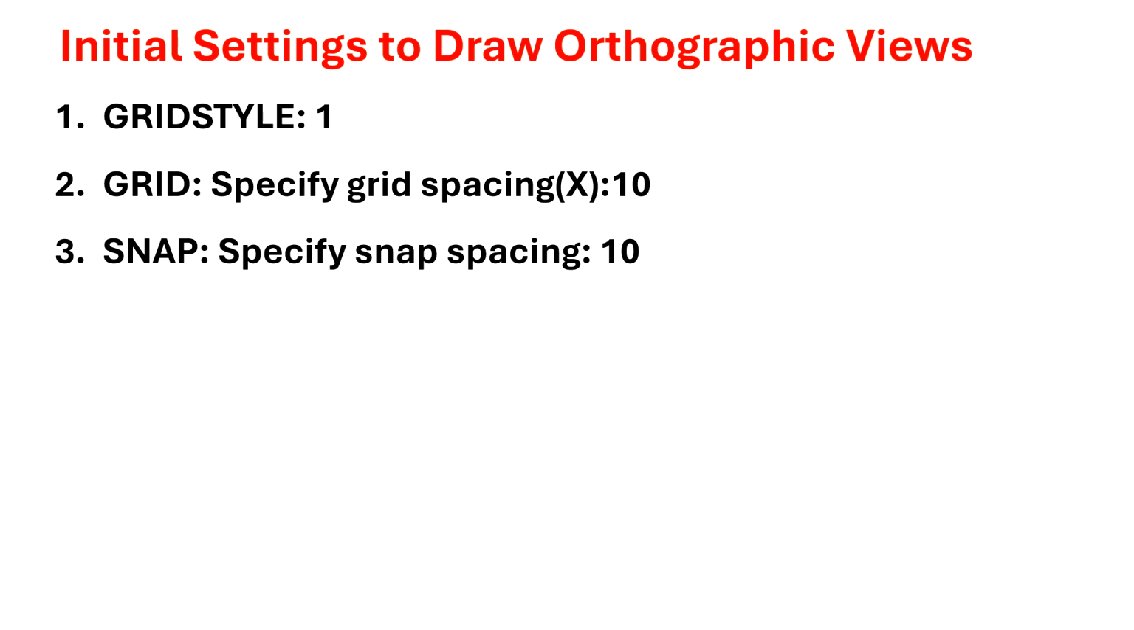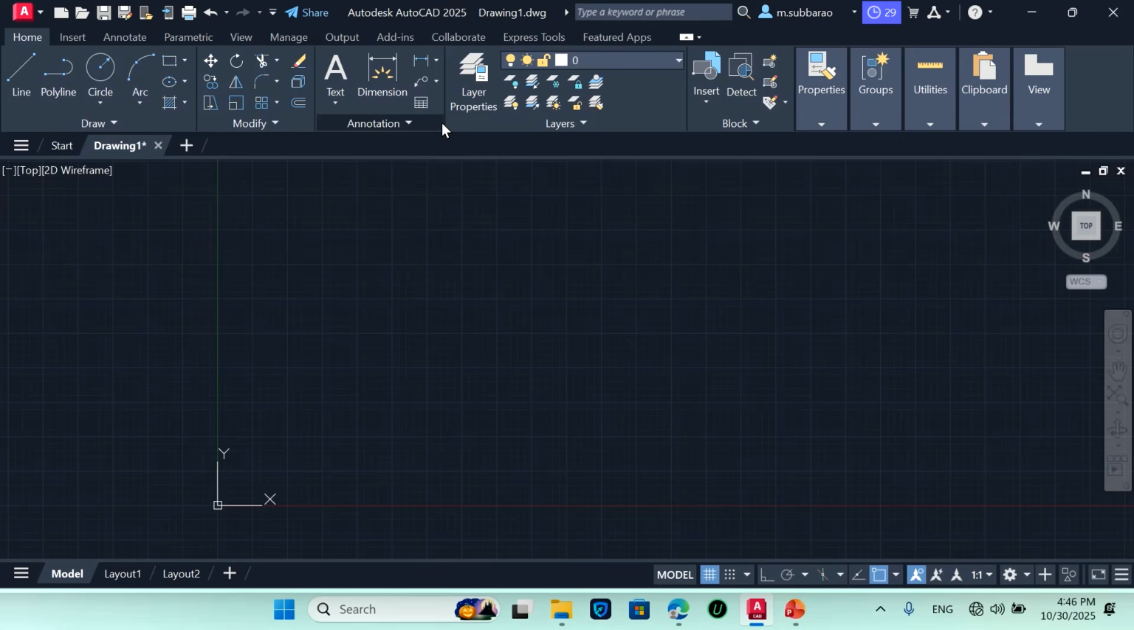Then we need to do some initial settings to draw the orthographic views. The first one is grid style. In order to make the dots in the AutoCAD screen, we will change the grid style to 1. And grid display, specify the grid spacing. Grid spacing we make 10 mm. And snap, in the snap spacing also we make 10 mm. And then we will be able to easily draw these orthographic views.